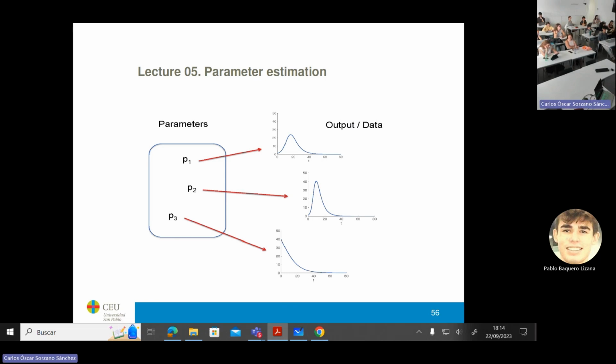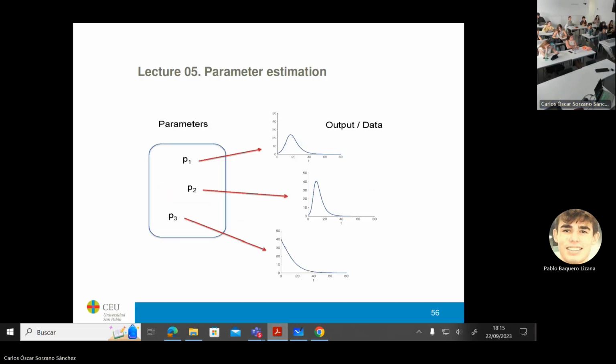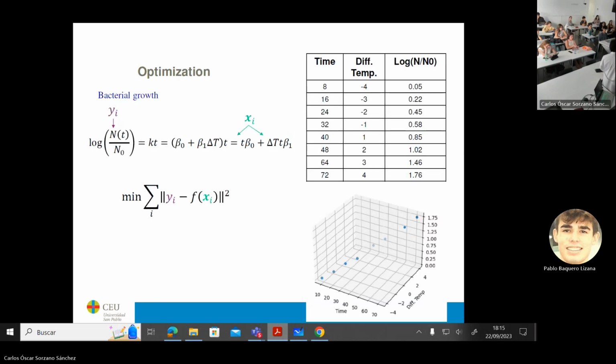So I have observed this. It is a problem more similar to this one. I have observed these points. Tell me the parameters that are consistent with those points. And for that, you will use optimization. So we will concentrate now on the parameter estimation problem.